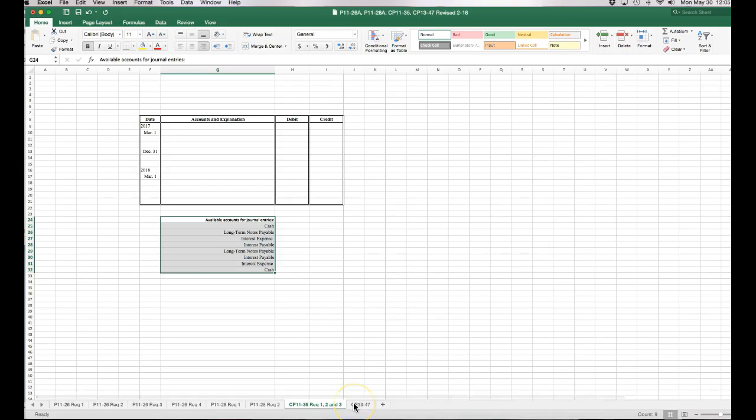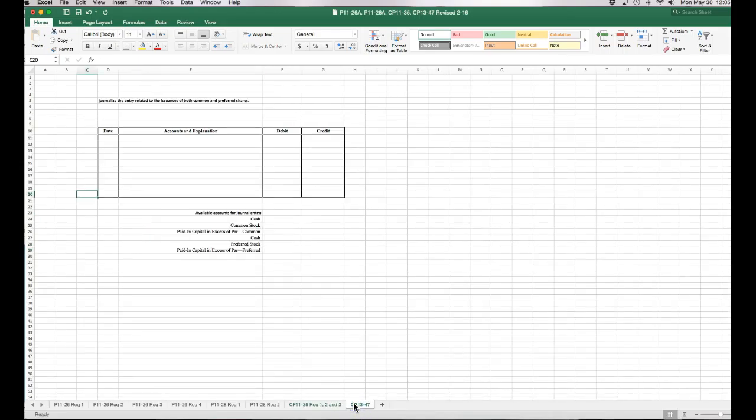And then the final problem is 13-47. This comes from chapter 13. And you're going to be recording journal entries for two stock issuances. So one is common stock and one is preferred stock. And you can refer to page 679 for an example of common stock issued, and for preferred stock, page 682.